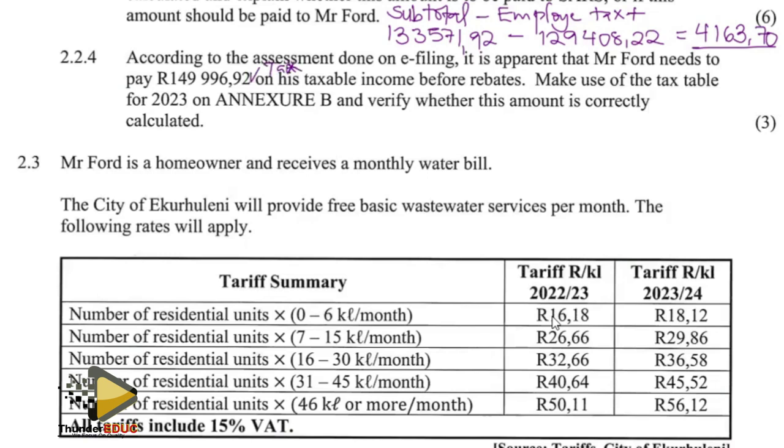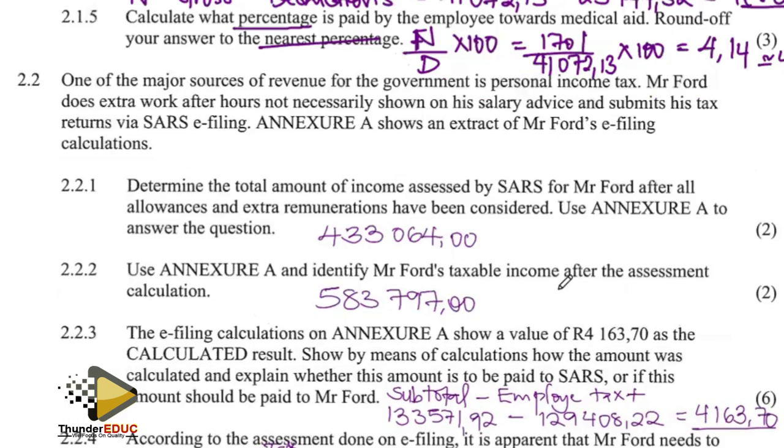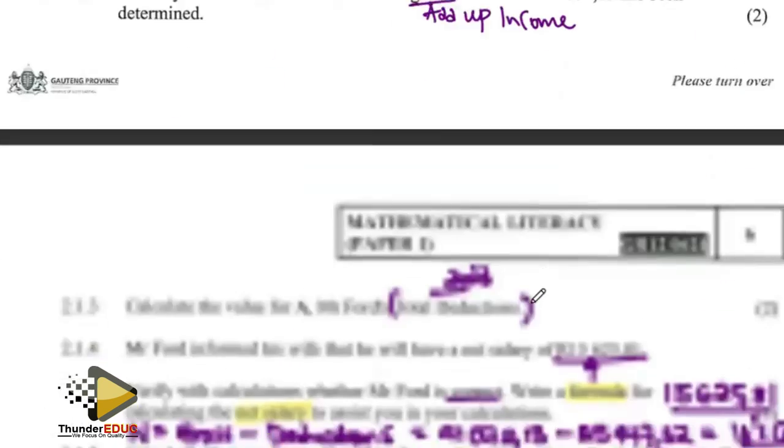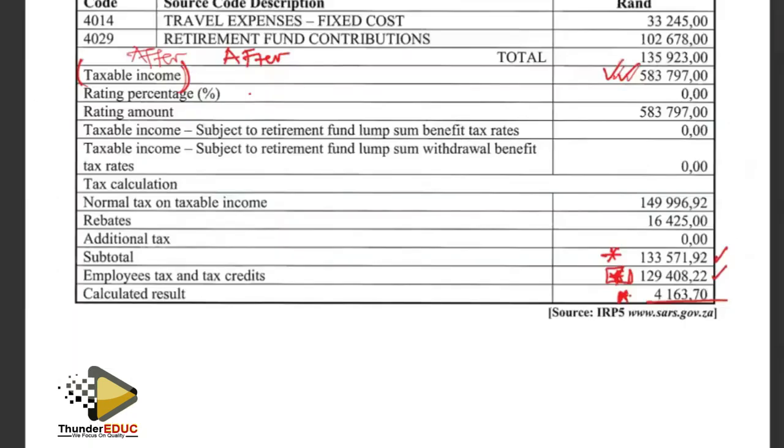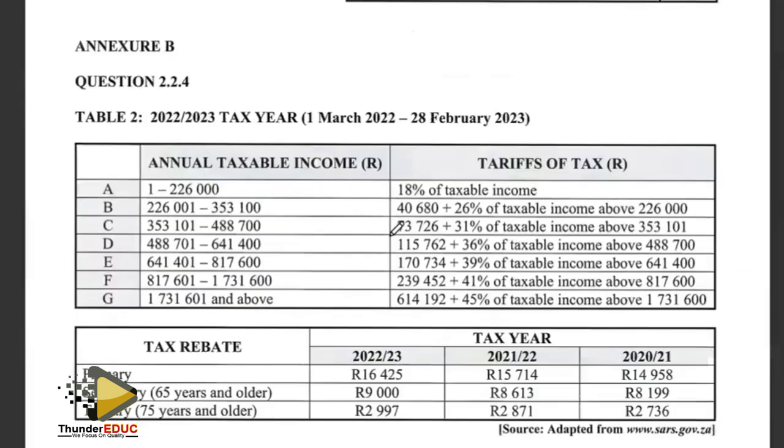So simply meaning we need the taxable income. So we shall take the taxable income, which is this one here. Taxable income on Annexure A. We shall use this taxable income that we got here already. This is what we're going to use. And first and foremost, we have to find out which bracket it belongs to. We shall go straight there. Let's go to bracket number B.